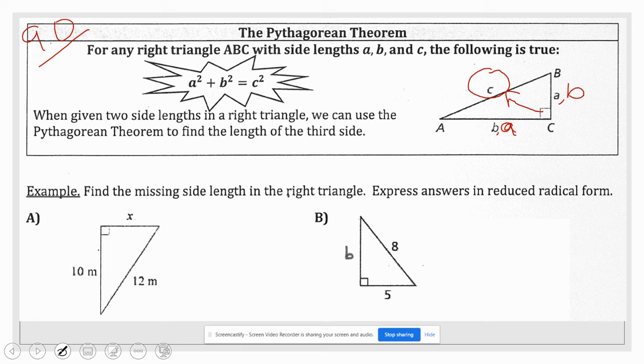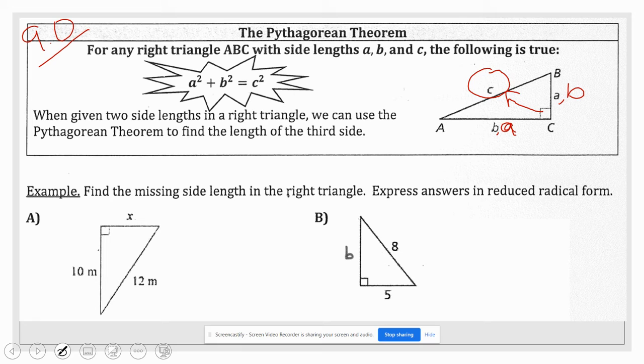When we are using the Pythagorean theorem in this unit, we are not going to use decimals. So if you end up with a number that you can't take the square root of because it's not a perfect square, then we are going to reduce the radical like we practiced in the last lesson.